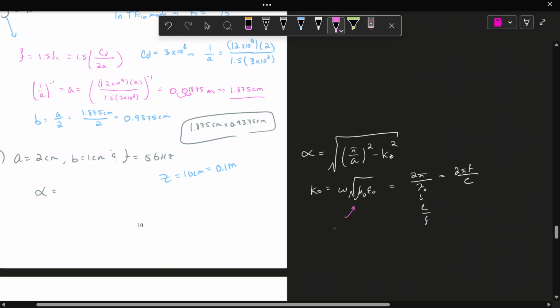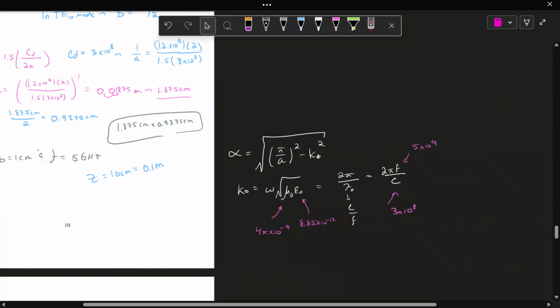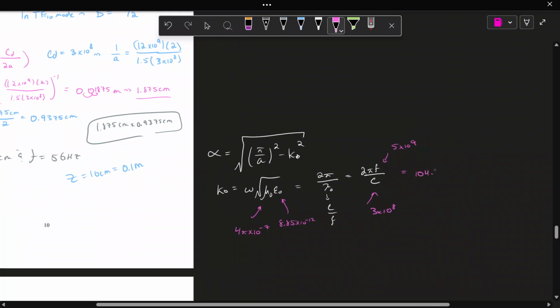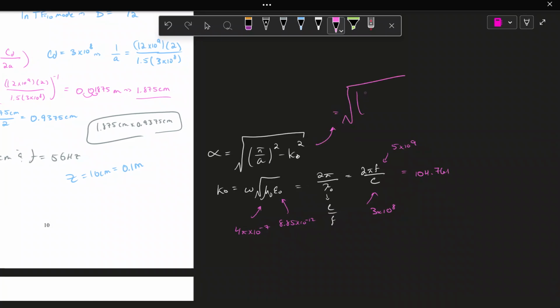Either way you do this, mu naught is 4 pi times 10 to the minus 7. This is in the formula sheet. And epsilon naught is 8.85 times 10 to the minus 12. C is 3 times 10 to the 8th. F is the frequency, 5 times 10 to the 9. Either way you do this, perfectly fine, what you get is 104.761. Plugging this into the equation, we get the square root of pi divided by 2 centimeters, which is 2 times 10 to the minus 2, or 0.02, squared, minus K0, which is 104.761, squared.